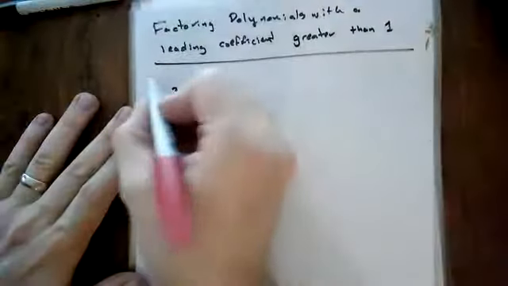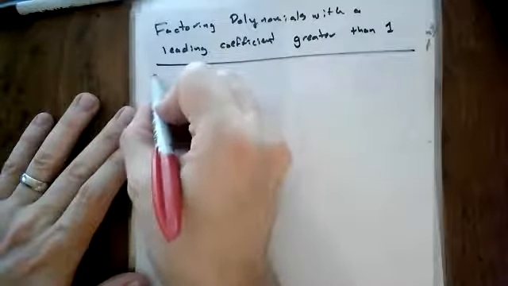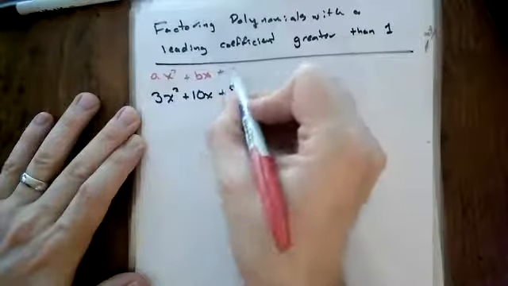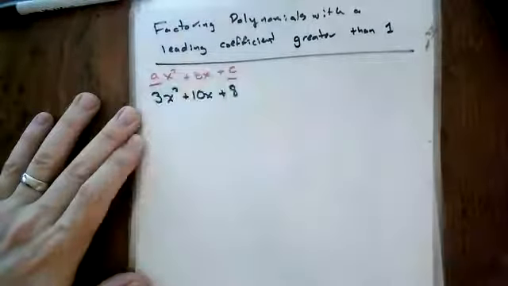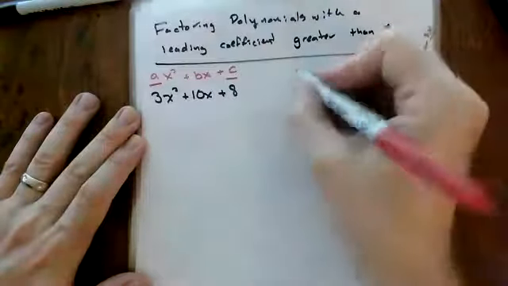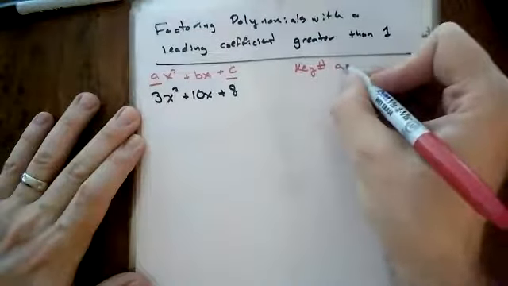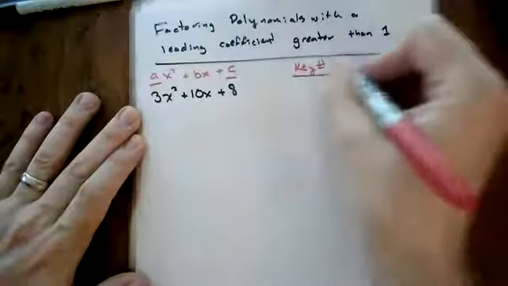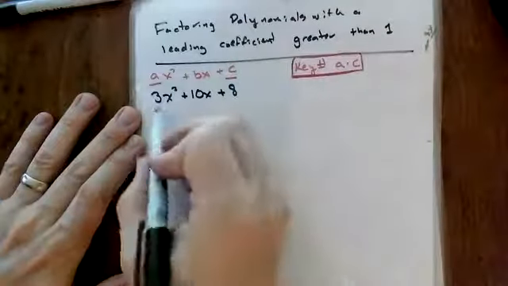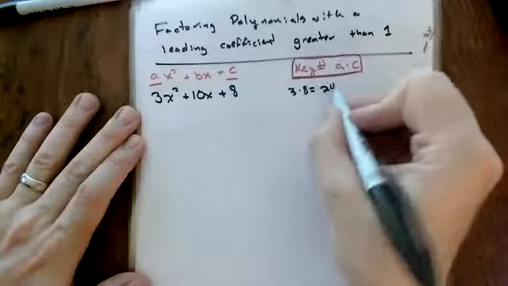What this comes from is our coefficients. We're going to call these A, B, and C. We're going to use all three of these, but our key number is A times C. So this is our first thing that we need to keep in mind. Our key number is A times C. So here, this is going to be 3 times 8. So 3 times 8 is 24.